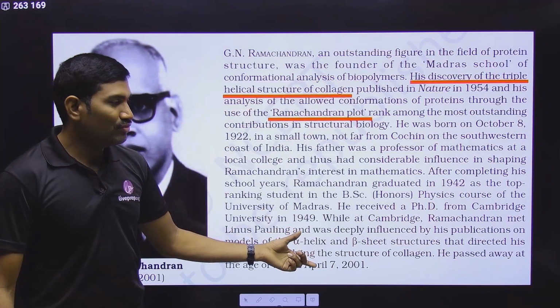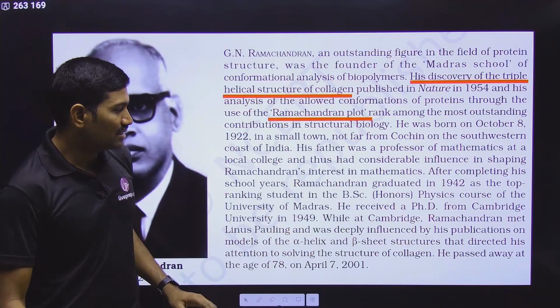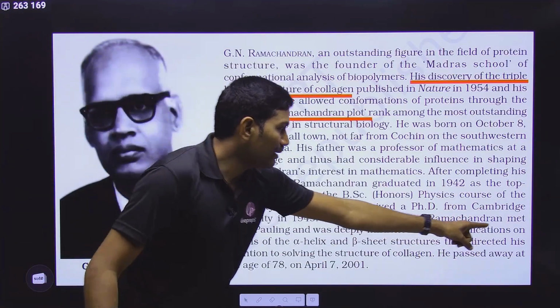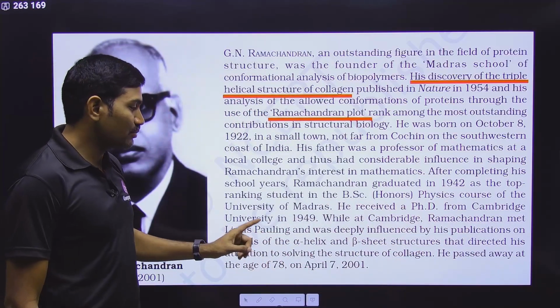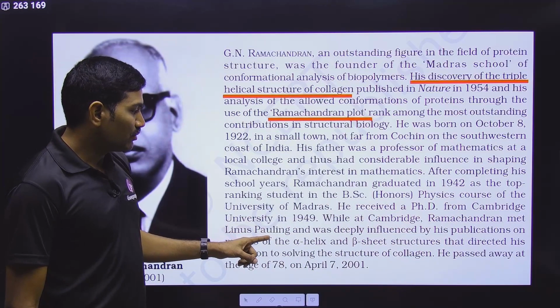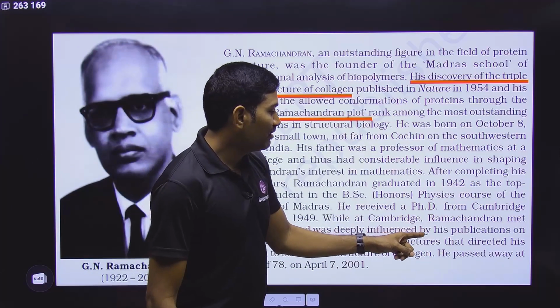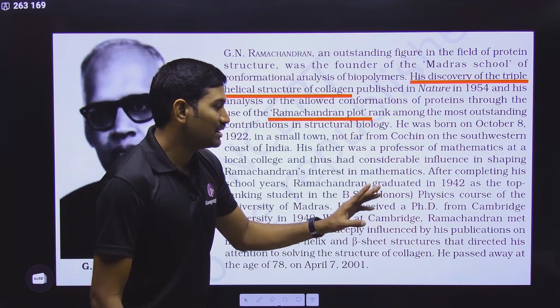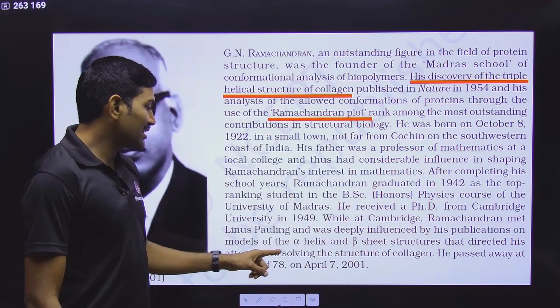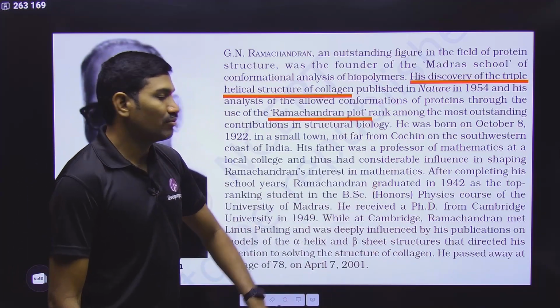And finally, at the end of this paragraph, they have given another sentence. What they are saying is, Ramachandran met Linus Pauling. Already in chemistry you studied about Linus Pauling, so please remember this. Linus Pauling, and was deeply influenced by his publications on models of the alpha helix and beta sheet structures that directed his attention to solve the structure of collagen.